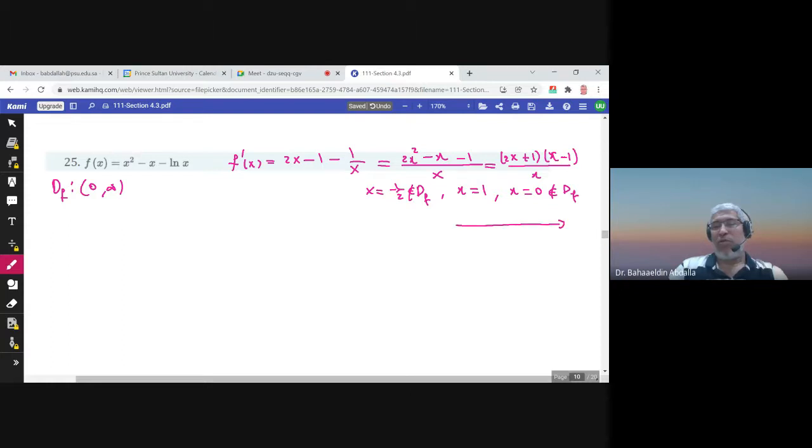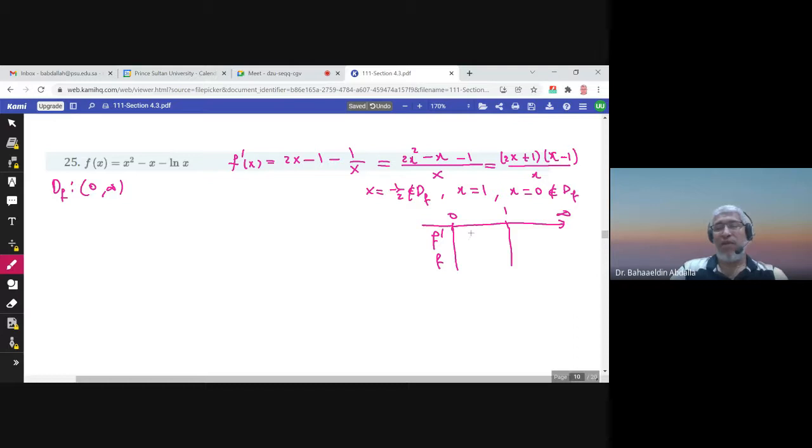So to answer part A, I make a table for f prime. And now this table starts actually from 0, because the domain is from 0 to infinity. And I have only 1 here. Negative half is not in the domain. 0 is not even in the domain.